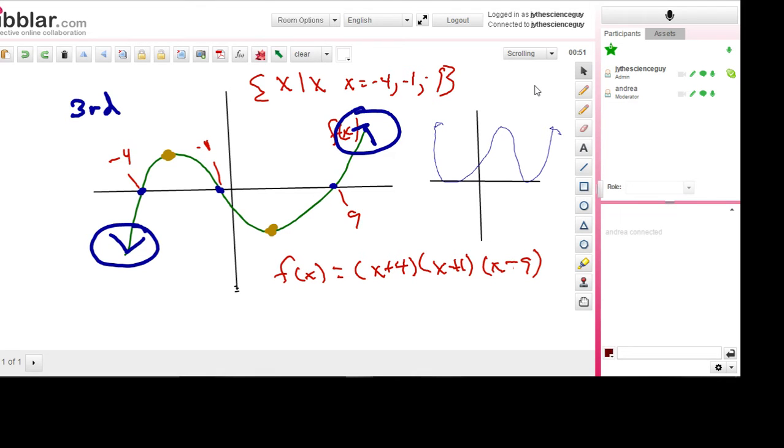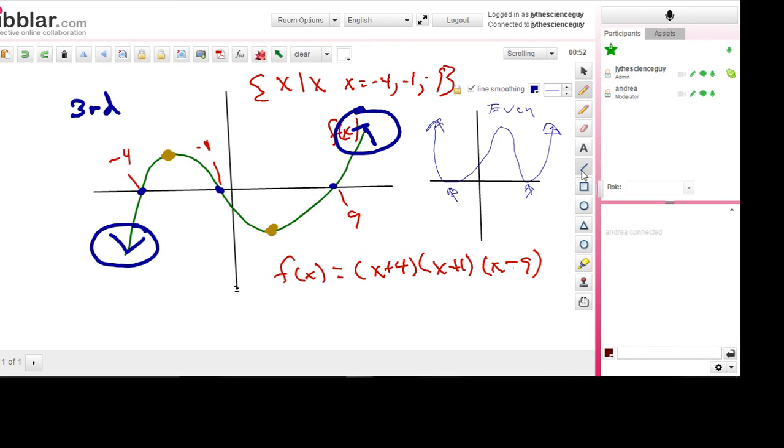Okay. What do you notice about the endpoints in that picture? They're both pointing up. So that means that the degree is even here. You see how this bottoms out here and that bottoms out there? So it doesn't actually cross the axis, but it touches the axis. Do you see that? Yes. Whenever you have a turning point on the axis, it means that you have some kind of multiplicity there.